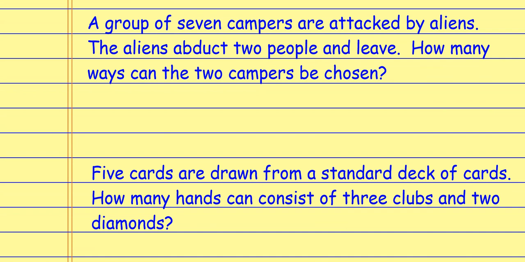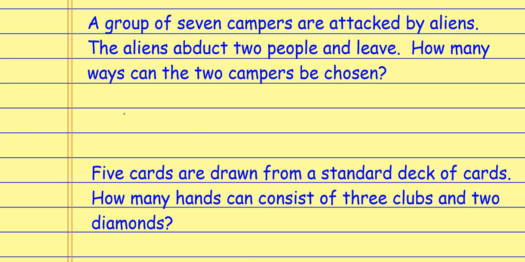This one, a group of 7 campers are attacked by aliens. The aliens abduct 2 people and leave. How many ways can 2 campers be chosen? Again, it doesn't matter what order they're chosen in. What matters is which 2 campers are chosen. If Jim and Bob are the 2 that get abducted, it doesn't matter if it's Jim then Bob or Bob then Jim. The result is the same. Jim and Bob are going to be gone for a while.